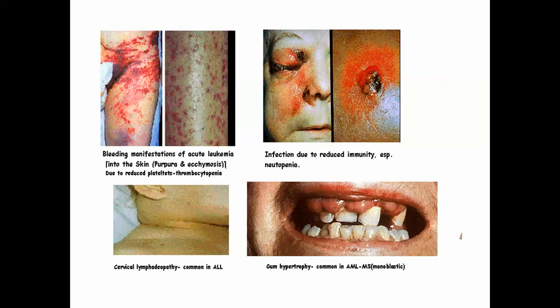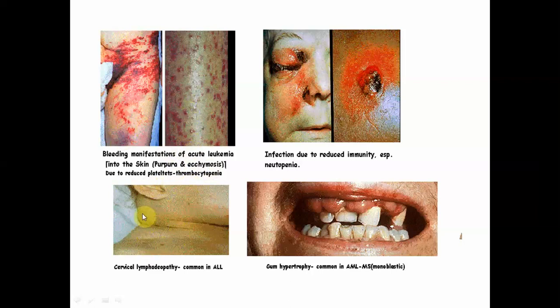such as here, infection. It is so common due to reduced immunity, especially neutropenia. Neutropenia occurs in malignancy, so there is reduction in the immunity of the person, leading to infection. Another manifestation of acute leukemia: in the skin, purpura and ecchymosis. Here is ecchymosis, here is purpura, due to reduced platelets, thrombocytopenia.